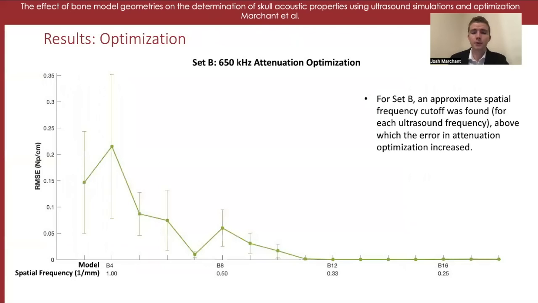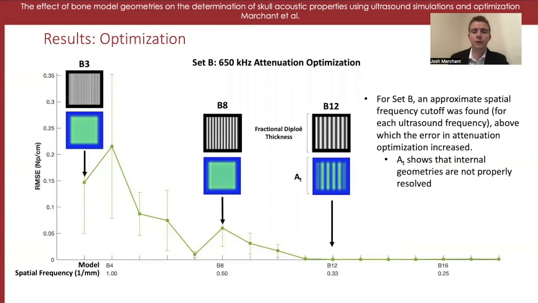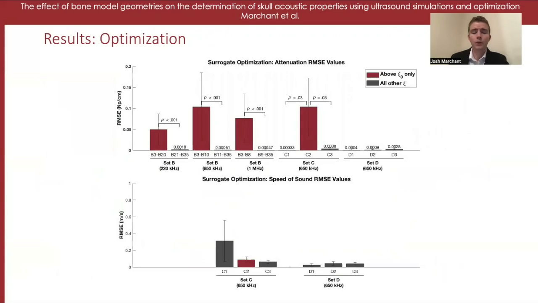For set B, an approximate spatial frequency cutoff for each frequency was found, indicated by the dotted line. Increased spatial frequencies resulted in an increased error, as seen to the left of the plot. The transmitted amplitude ratio shows that the internal geometries were not properly resolved for spatial frequencies above this cutoff. When grouped above and below this cutoff, all models above the cutoff in set B showed an increase in error. Model C2, the set C model with only a high spatial frequency component, also showed increased error.